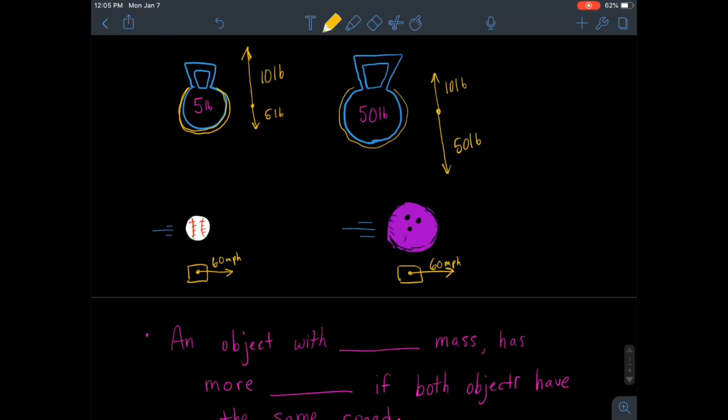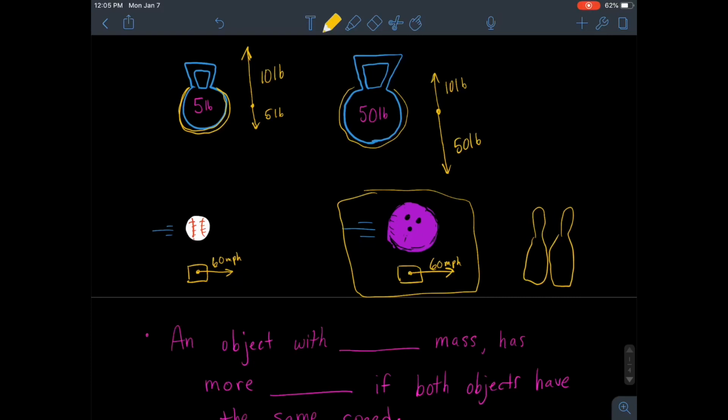The one that has more mass, the bowling ball, is going to end up applying more force than a baseball. So if you were trying to knock down a bunch of bowling pins, you can see why we don't use baseballs in order to knock down the bowling pins, because you'd have to throw that baseball much harder than you would a bowling ball in order to knock those pins down. But since a bowling ball has more mass, it has more inertia, which means it has more force that can be applied to these bowling pins to knock those over and get a strike.